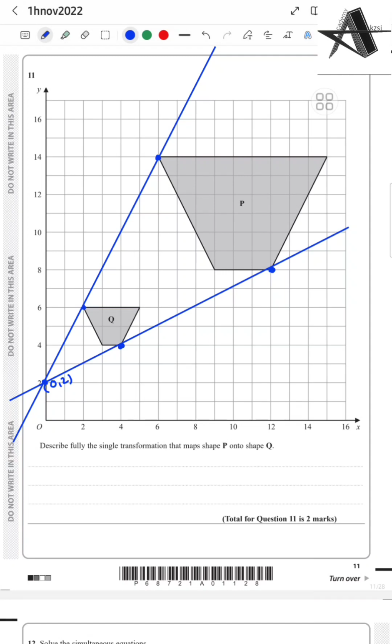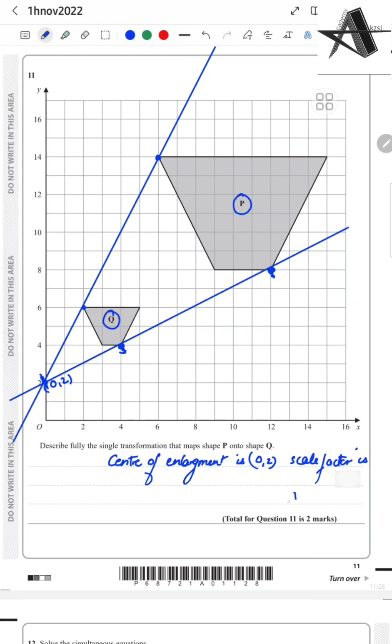For scale factor, from here to here, how many squares have they crossed? 1, 2, 3, 4. Like diagonally, they have crossed 4. And from the center of enlargement to the same corresponding point here, how many blocks has it diagonally crossed? It's 12. Because it says shape P onto Q, that means this is your original and this is your new one. It has reduced.